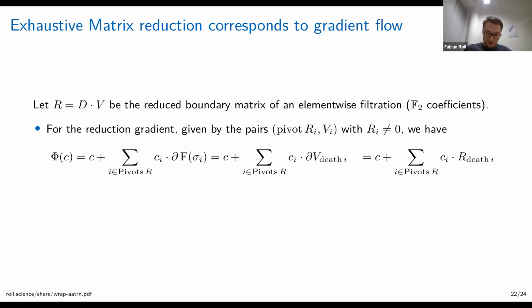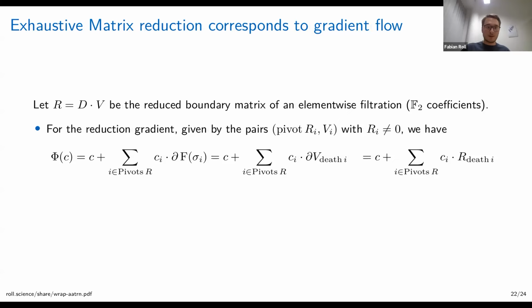So to summarize, what did we learn? If you want to apply the flow to a chain, you first consider the non-zero entries of the chain, see if there is a pivot in your reduced matrix R that corresponds to that, and then you add it to your chain. And this should very much remind you of the procedure of the exhaustive matrix reduction.